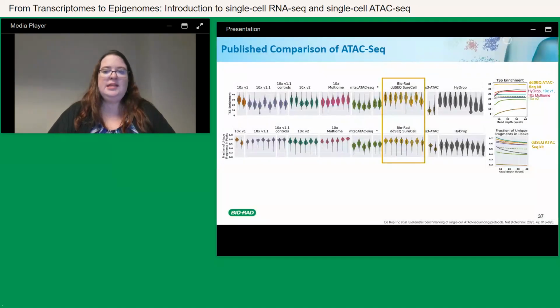Finally, I would like to highlight a publication of a benchmarking study of multiple single-cell ATAC-seq kits, including the DD-seq single-cell ATAC-seq kit. This paper compared the performance of our DD-seq ATAC-seq kit to many other assays and found our kit had a high TSS score and a high FRIP score compared to other assays, which is a good indicator for a good signal-to-noise ratio using our assays.